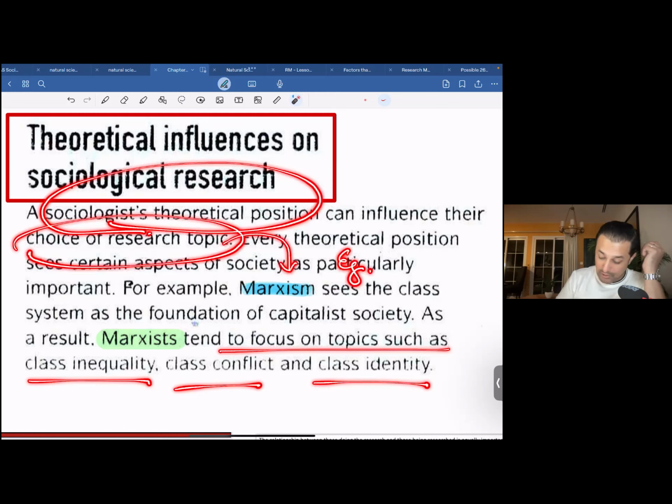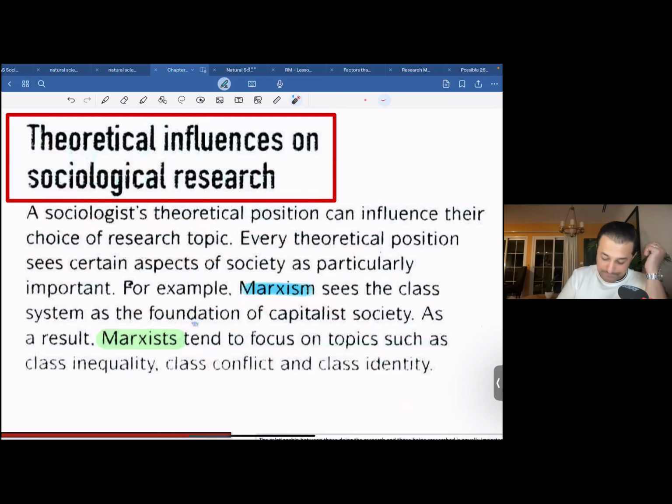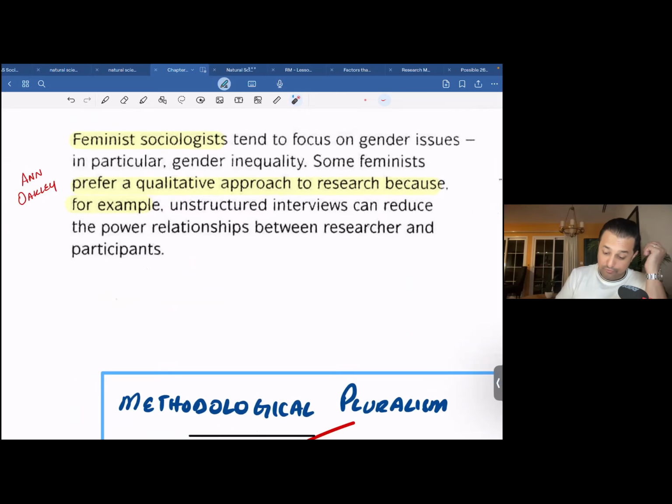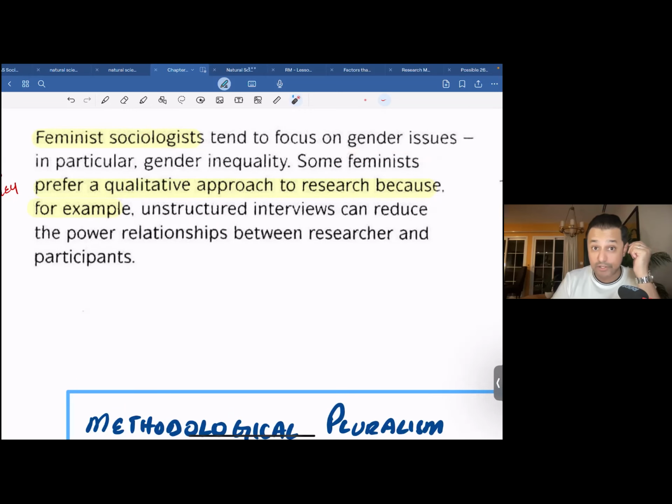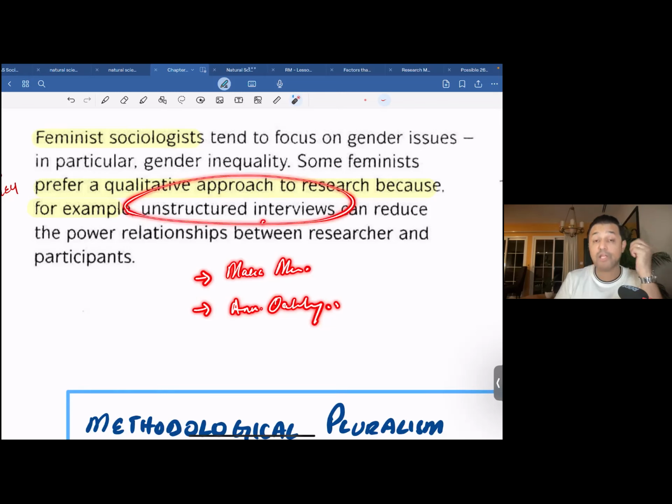Then we spoke about an example over here. If you're a Marxist, you'd be more interested in this, and this, etc. Taking this ahead, feminist sociologists tend to focus more on gender issues, in particular gender inequality. Some feminists prefer a qualitative approach to research because, for example, unstructured interviews can reduce the power relationships between researcher and participants. We had spoken about Maria Mies and Ann Oakley. Feminist sociologists are more inclined towards using unstructured interviews. They think unstructured interviews could help the respondent, typically a female in this case, speak about whatever they want with the freedom and liberty which structured interviews usually do not offer.